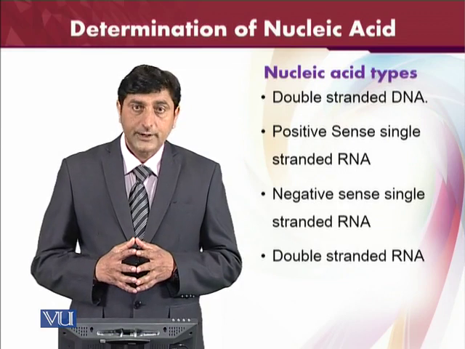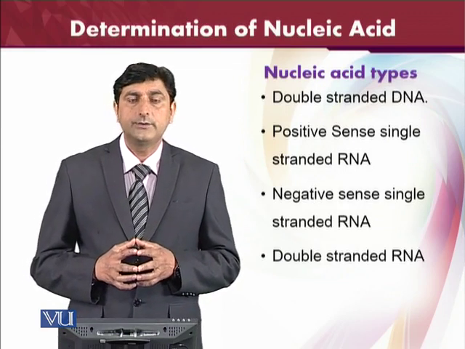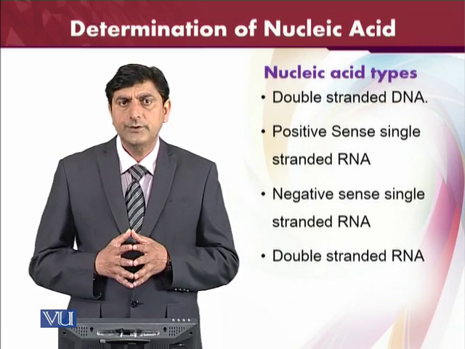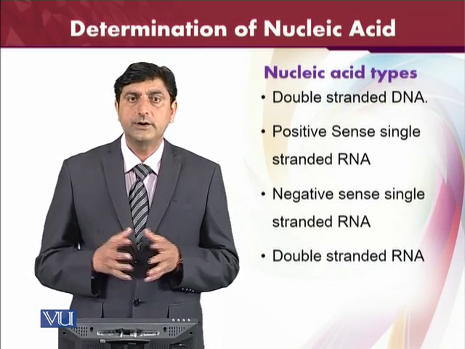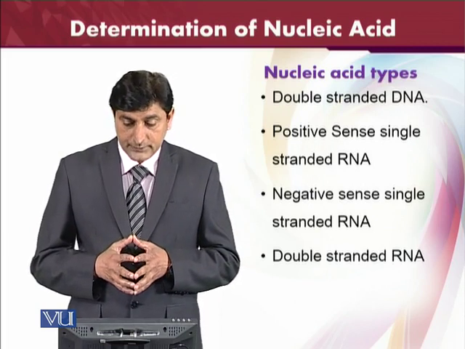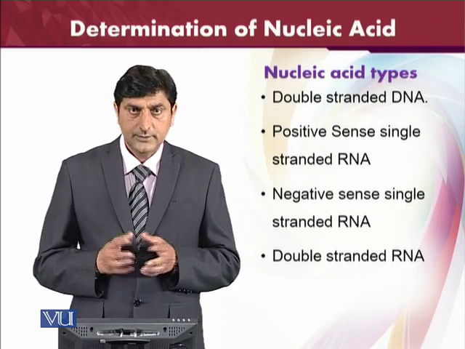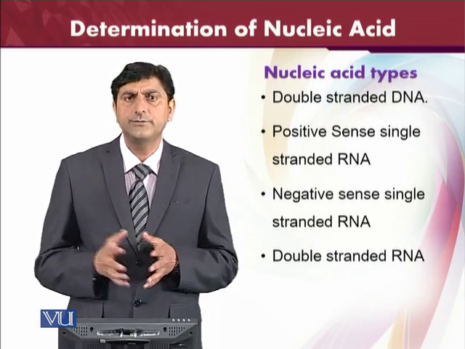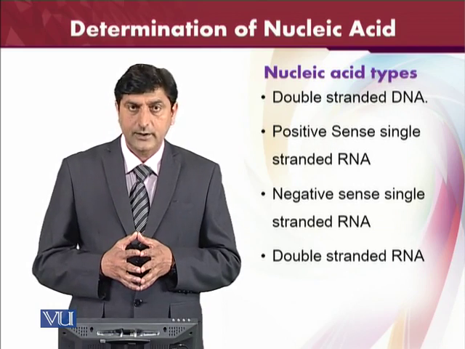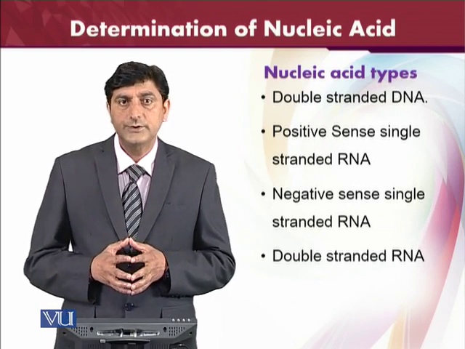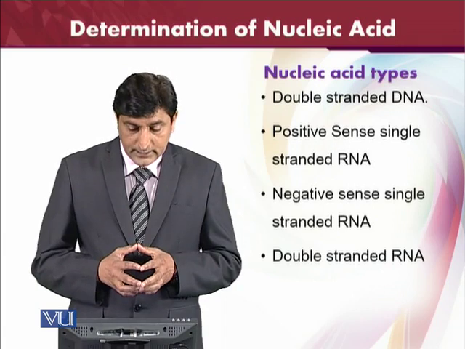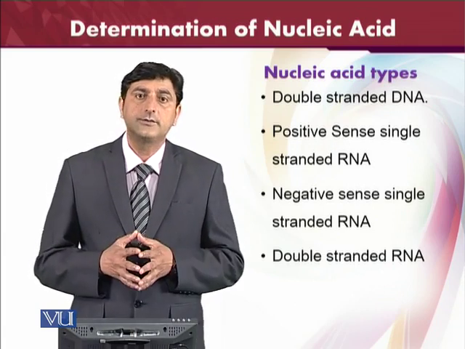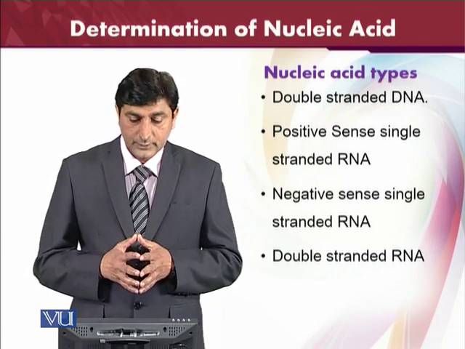What are the nucleic acid types? We already know that we have deoxyribonucleic acid and ribonucleic acid, and both of them may be single stranded or double stranded. Double stranded DNA, double stranded deoxyribonucleic acid, or positive sense single stranded RNA. We have different viruses which are positive sense single stranded RNA. We have already seen the classification of the viruses. Negative sense single stranded RNA is there, and then double stranded RNA is also present among the nucleic acids.